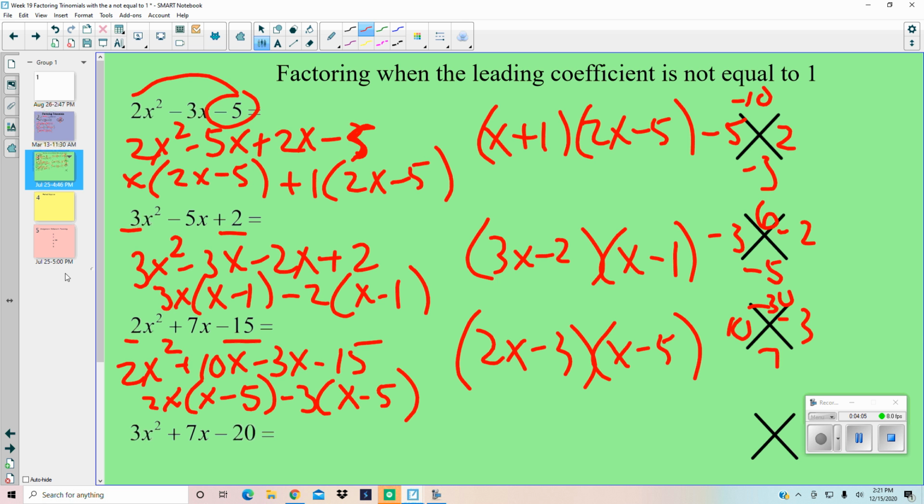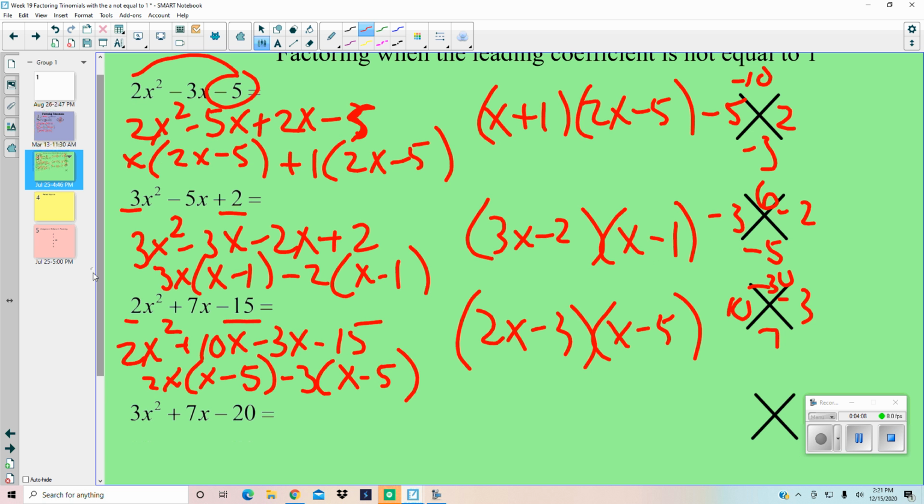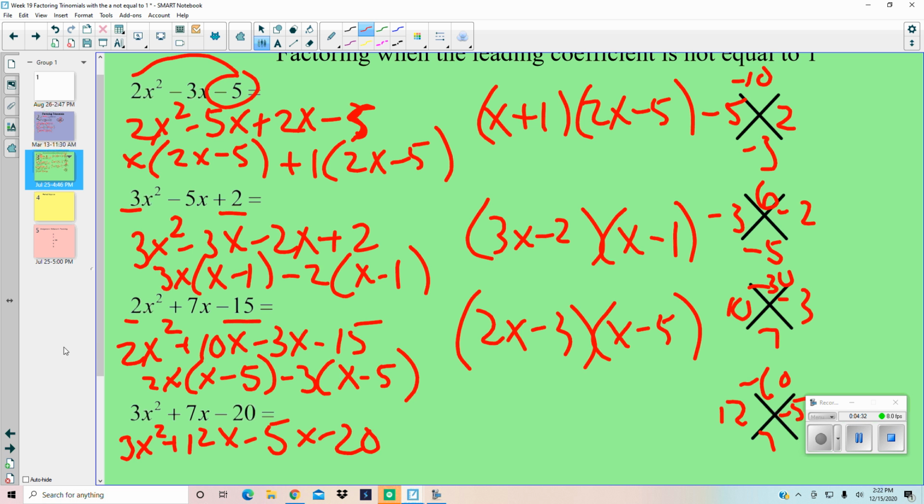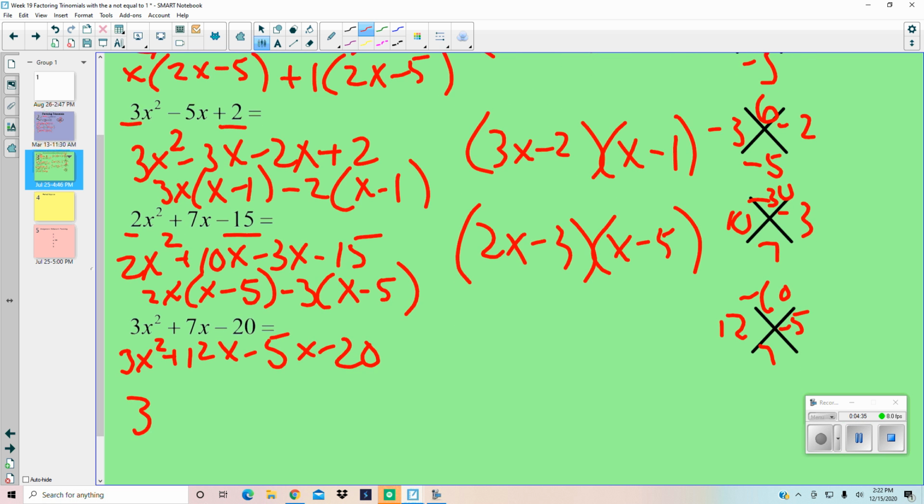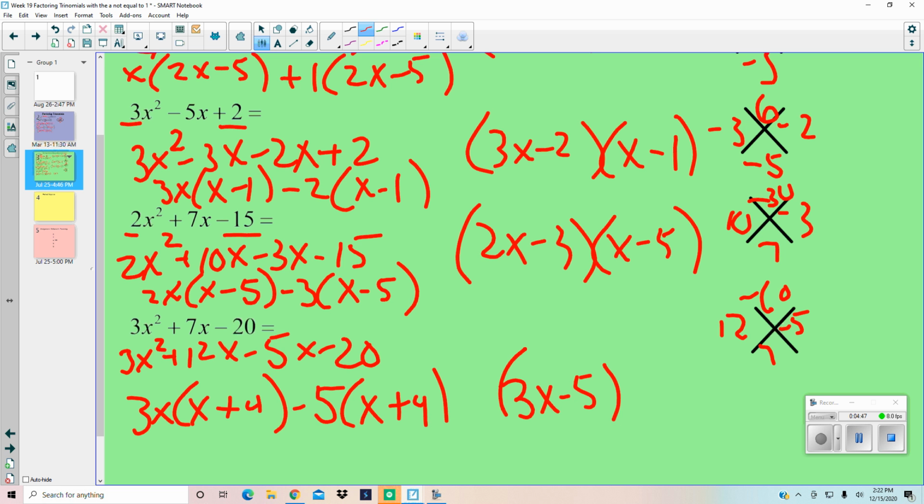One more. Okay, we have negative 20 times 3 is negative 60. And then we have 7 in the middle term. So that's going to be 12 and negative 5. That multiplies to give negative 60, but adds to give 7. So then I have 3x squared plus 12x minus 5x minus 20. So I can take out a 3x, and I can take out a minus 5. So my factors are 3x minus 5 and x plus 4.